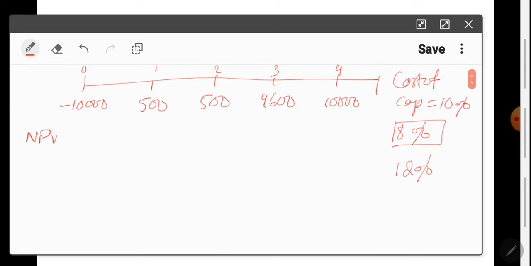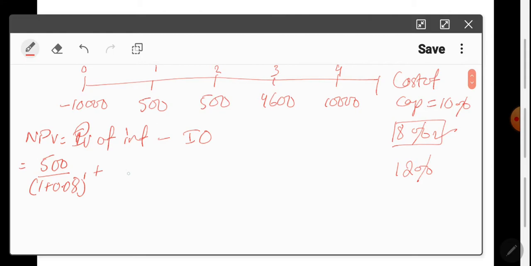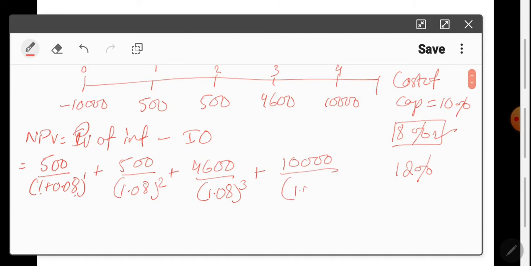So the NPV formula is present value of inflows minus the initial outlays. So the present value of inflows will be 500, and we're going to use the 8% rate first. So 1 plus 0.08 power 1. I'm going to simply add this, so this will be 1.08 and power 2. Power 3 and 10,000. And subtract this by the initial outlay.